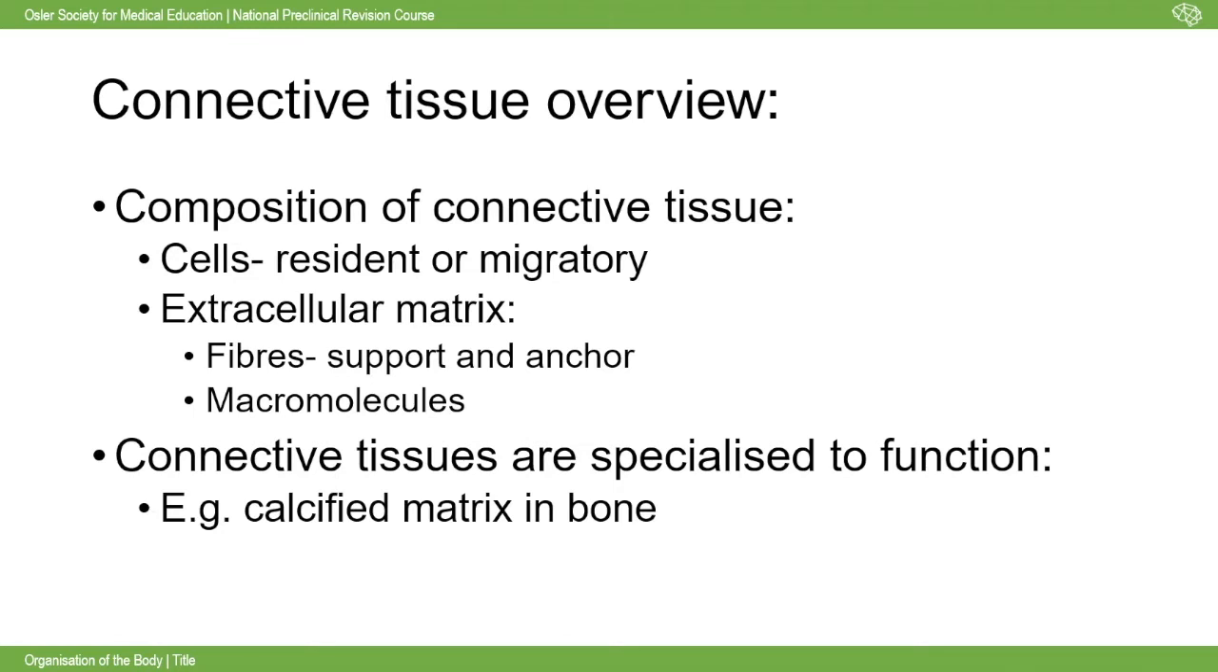Now, connective tissues are all going to be specialized to function. So, for example, you wouldn't have in cartilage a calcified matrix, but where you need that very high strength, you would have the calcified matrix in bone because you don't need the flexibility that cartilage has. So it's worth talking about connective tissues in the specific context to which they're acting because they will have specializations for function.